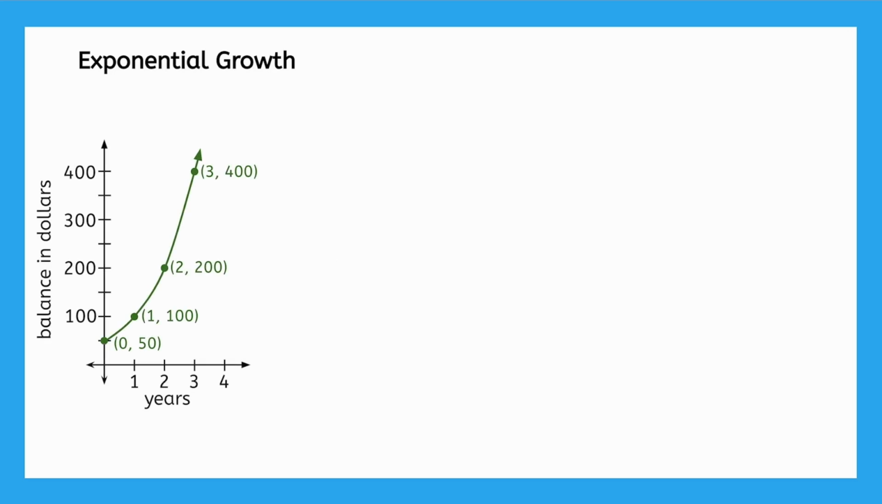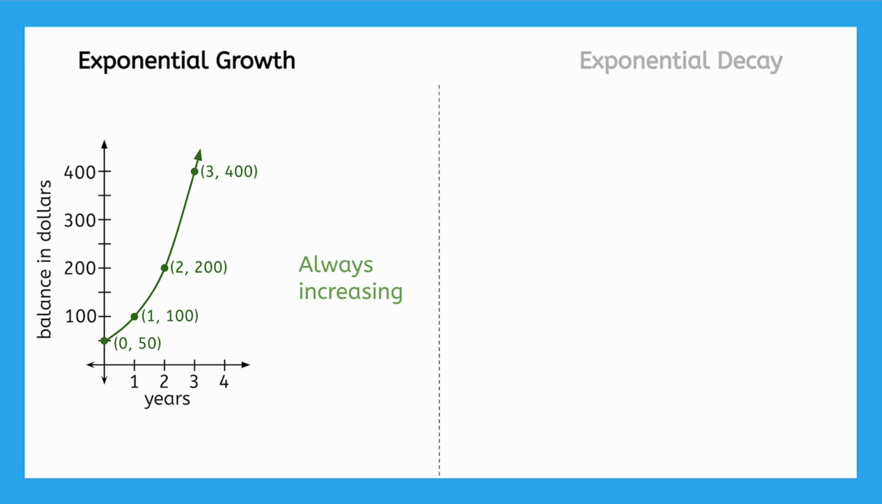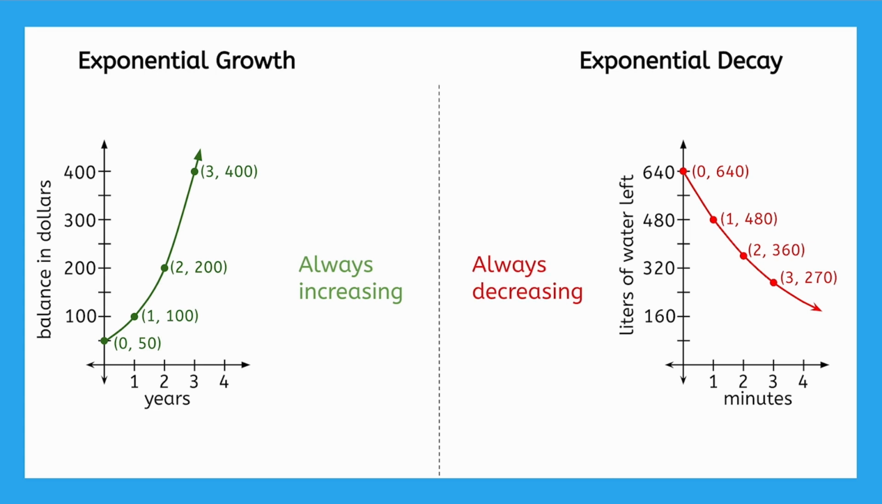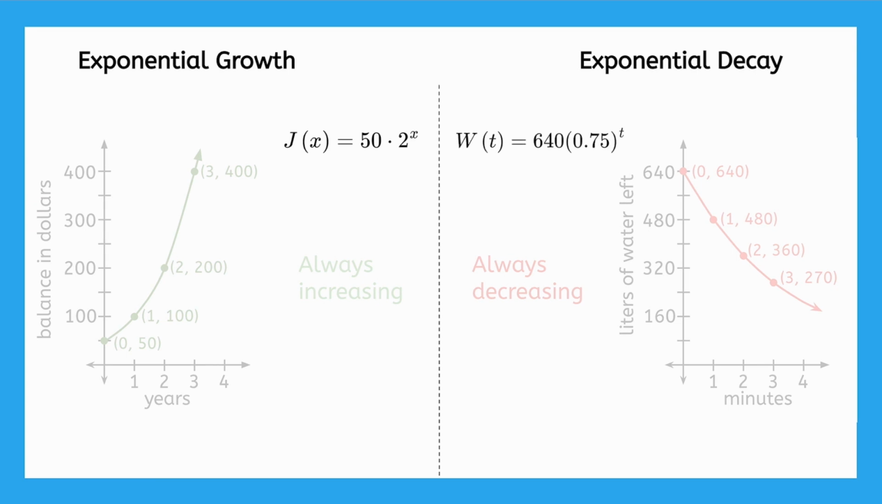The situation about Jake's account and about the city's population were examples of exponential growth because the outputs were always increasing. The second case is exponential decay, which is when the outputs are always decreasing, such as in the water tank function. Could we figure out if an exponential function grows or decays just by looking at its equation? Let's examine the equations for Jake's account and for the water tank. What component of these equations determined whether they would grow or decay?